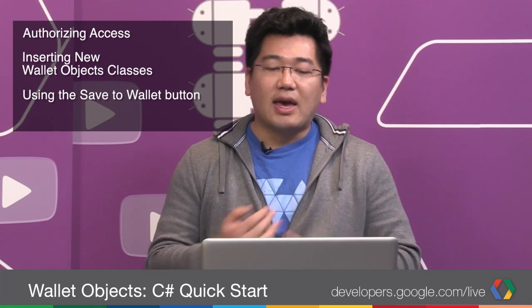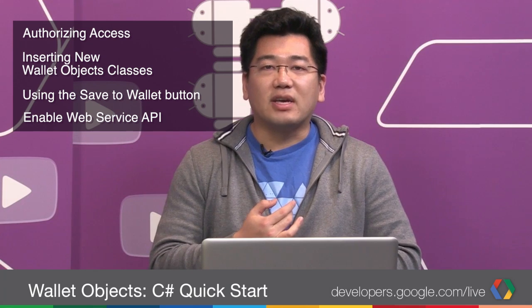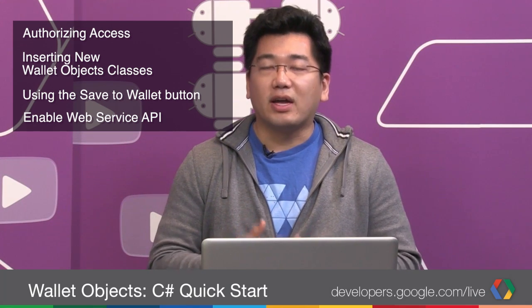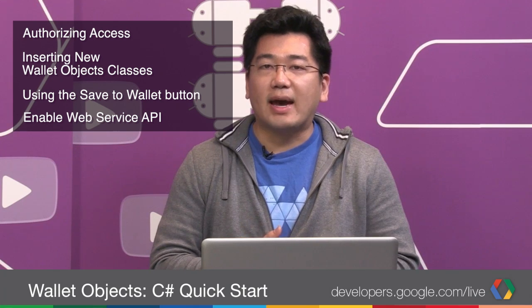The quick starts are designed to provide sample code to give you an understanding of how the Wallet Objects API works. Within it, we cover a few topics. One is authorizing access, inserting a new Wallet Objects class, using the Save to Wallet button or Save to Wallet JavaScript to insert objects, and lastly, enabling the Web Service API and Discoverables so users can discover your loyalty program and join from within the Google Wallet app.